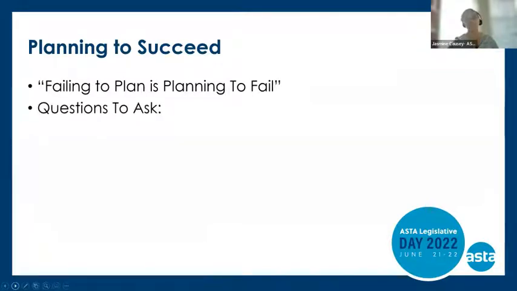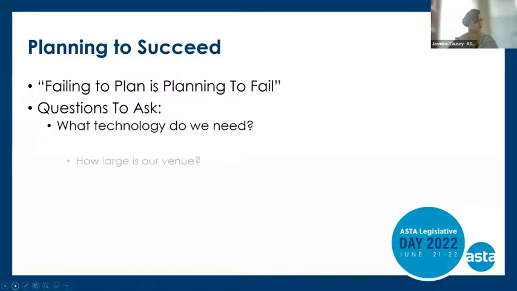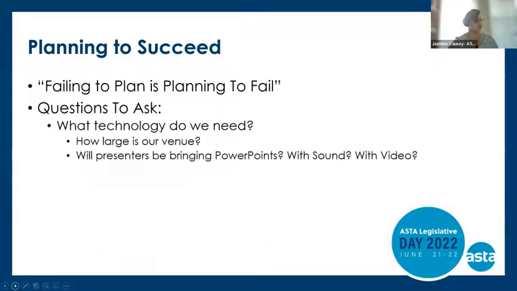So as part of your planning, here are some questions I would encourage you to ask yourself and other members of your planning committee as you're working to plan for a trade show or other intensive meetings. First of all, what technology do we need? Some things that will help determine that are, how large is your venue?